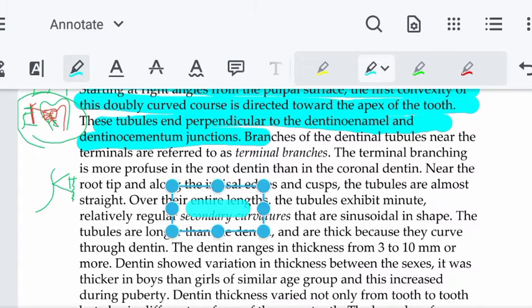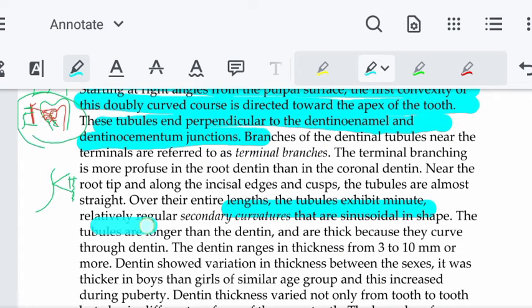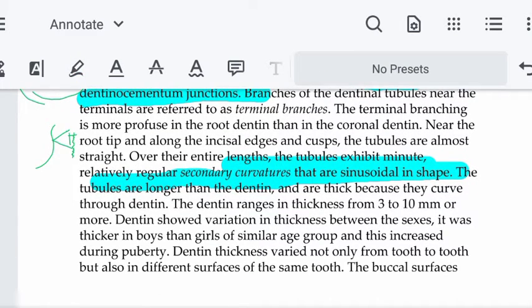Over their entire length, these tubules exhibit minute, relatively secondary curvatures, which are sinusoidal in shape. The tubules are longer than the dentine and are thick because they curve through dentine. So these S-shaped tubules are actually longer than dentine. They do not come out of the dentine into the enamel because they are curved, S-shaped, right?